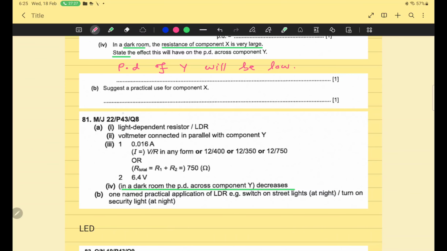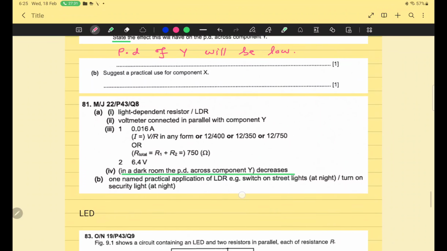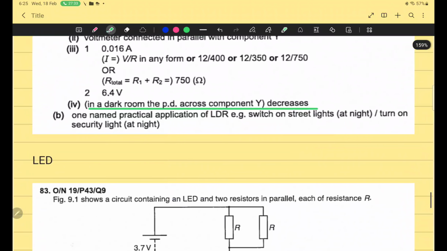And now the B part. Suggest a practical use for component X. So sir, component X is LDR, and now I am explaining by MS. In the marking scheme we are given, LDR is used as a light sensor. Light sensor means it is connected in street lights, and you know street lights should be switched on at night and switched off in the daylight.